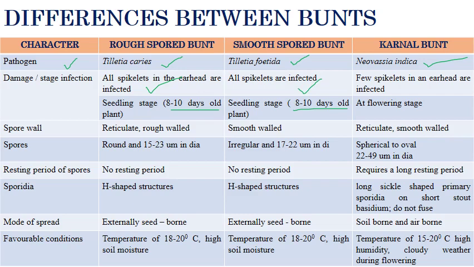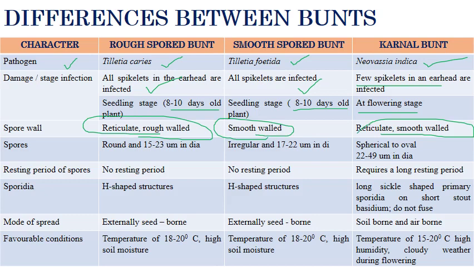Coming to the kernel bunt, only a few spikelets in the ear head are infected. At severe stages, all the spikelets will be infected, and we can see complete black colored smut spores only. And the flowering stage can be infected. Coming to the spore wall, it is reticulate and rough walled in rough spore bunt, whereas smooth walled in smooth spore bunt, whereas reticulate smooth walled in kernel bunt.